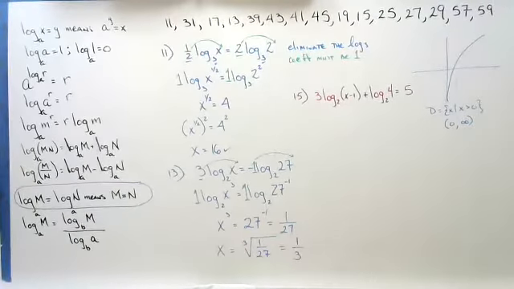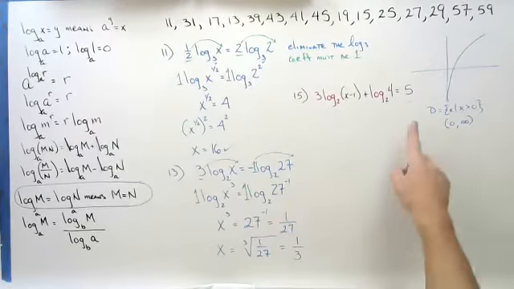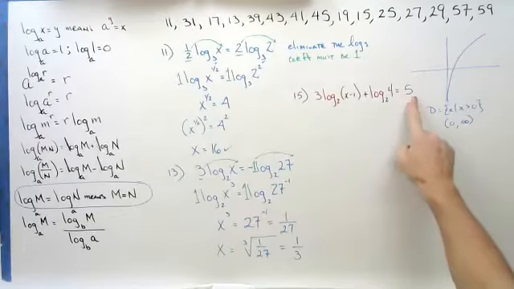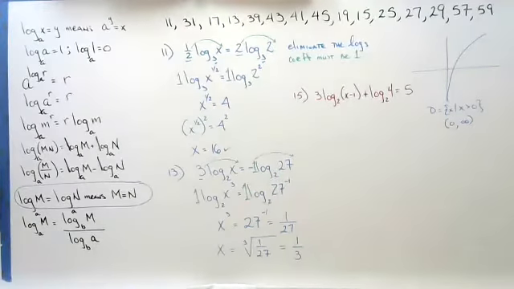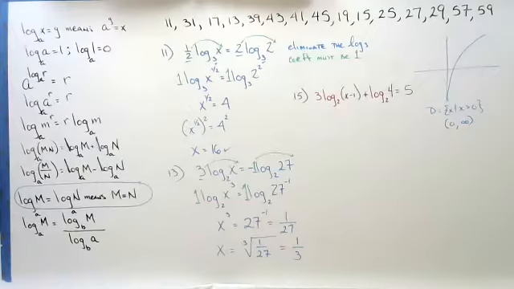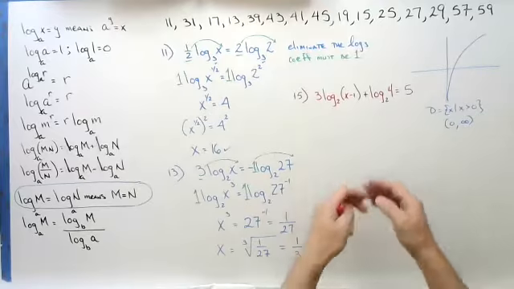What do I do if there's not a log on both sides? Well, don't overthink it. Don't go, well, I'm going to move this log over there. No, that's not going to help, because you're still going to have a 5. 5 doesn't have a log. So we need a new strategy. And our strategy is going to be, we want to put these logs together. We want to combine them.